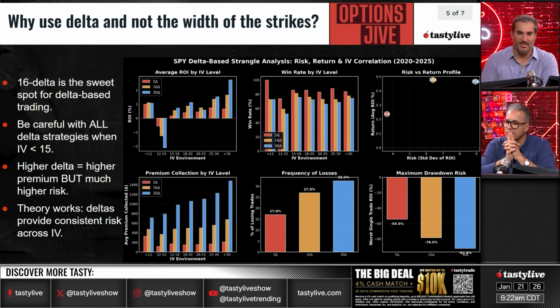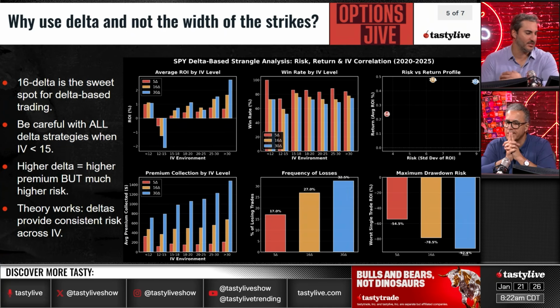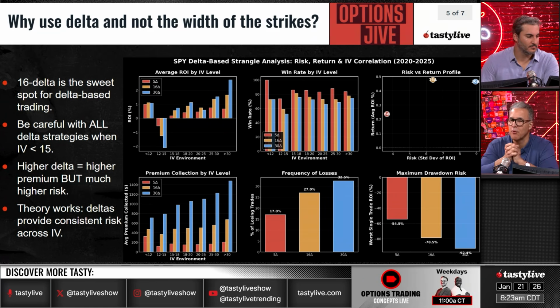Higher delta is going to get you higher premium. Further out of the money, you have a higher probability of success, but less reward. So there's always the risk and reward, the gimme and the gotcha. But the premium collected by IV level, that bottom row on the far left, shows you the amount of premium you're getting. You're basically, as you would expect, getting a double from 15 to 30 when volatility goes higher. So it's just math. Everything is proportional.